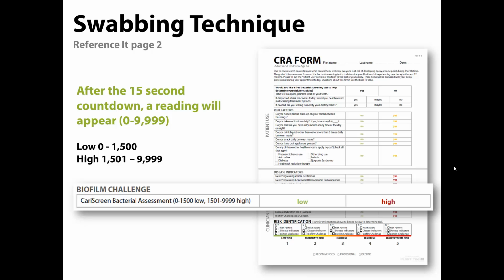Once you get your reading, you are looking for a number either above or below 1500. If the number is above 1500, you will know the patient has an infection and the CTX4 treatment rinse will likely be part of your conversation, and if below, it will not.